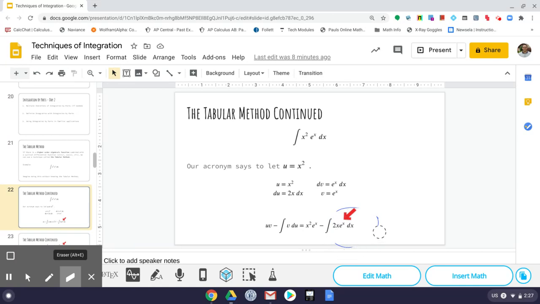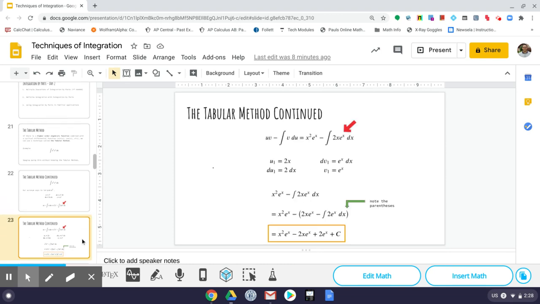And so while it's not difficult, and you could do this problem like this, it's no problem. You won't get it wrong. It just might take a little bit longer. You're going to have to do a second round of integration by parts. Now, we'll finish this one.